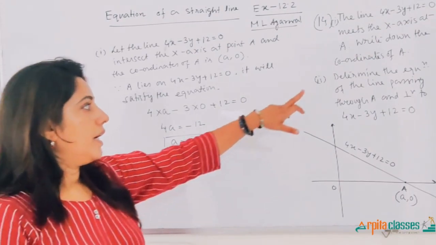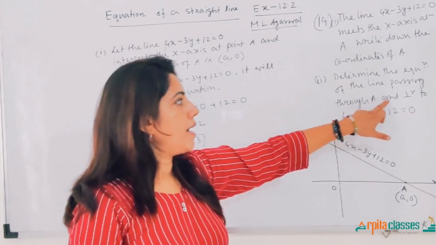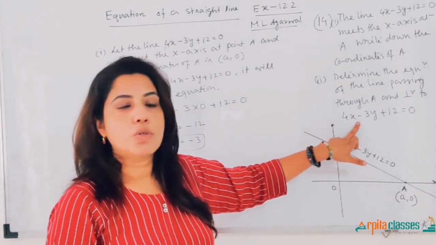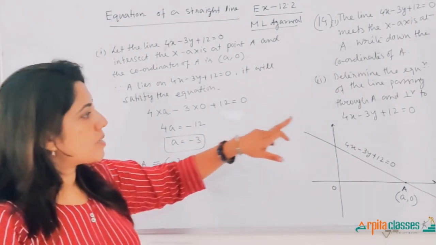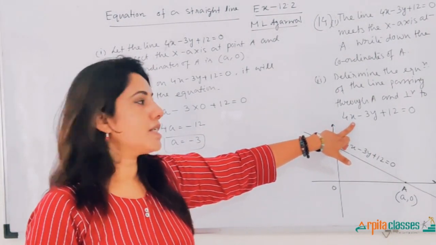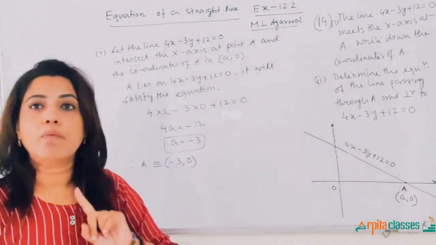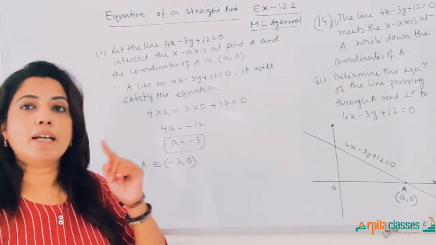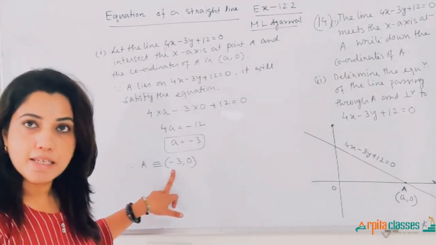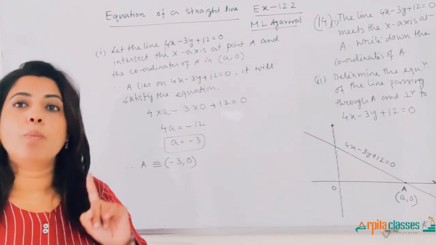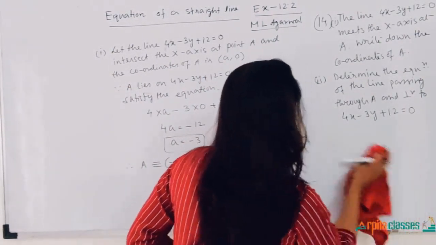Now the second part, determine the equation of the line passing through A and perpendicular to this. So now we have to find out the equation of the line which is passing through A, but it is perpendicular to this line. That means by applying m1 into m2 is equal to minus 1, we can get the slope of the required line. We have the point through which it passes, so we can get the equation by slope point form. Okay, so let us start with the second part.